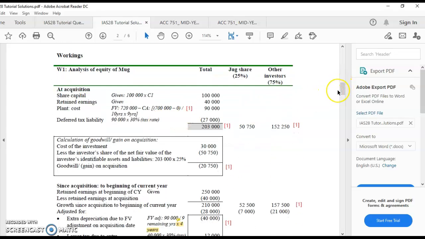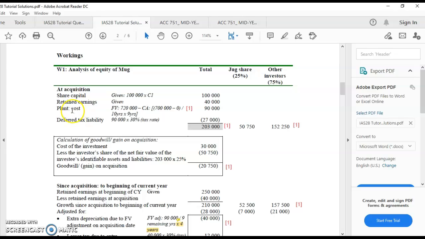Your first step, if you are dealing with any required for an associate, is to first do the AOE. You all know how to do the AOE. So do the AOE and then use the amounts from there to answer the required. So the share capital at acquisition is your first starting point. Then you bring in your retained earnings, your share capital, and the difference.